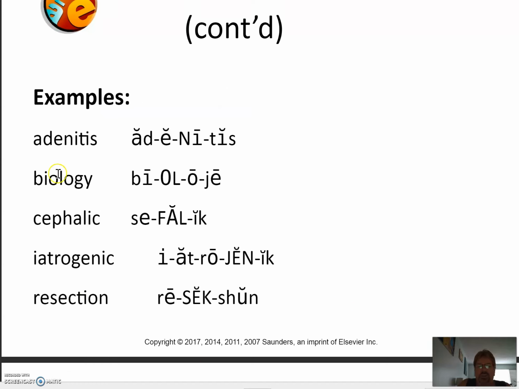Like adenitis. Now adeno means a gland. Itis means inflammation of. But it's not adeNINitis, it's adeNItis. Biology. The capital is where the emphasis goes during the pronunciation. Cephalic, not cephalic. Cephalic. Iatrogenic. The emphasis on the gin part. Resection, not resection. Resect. Again, guys, you just have to learn these with practice.